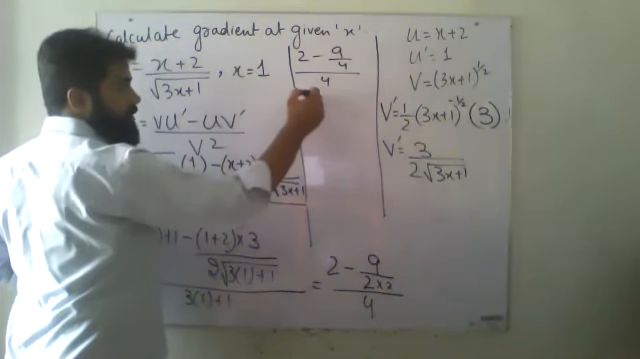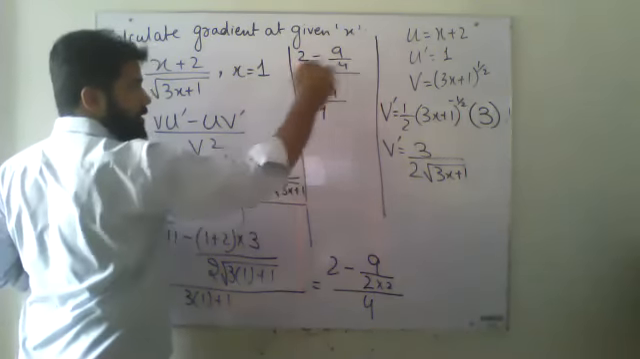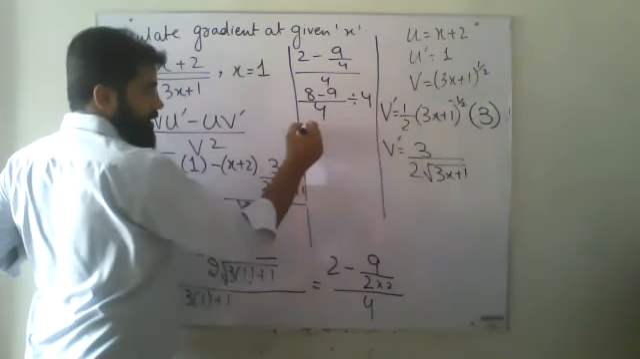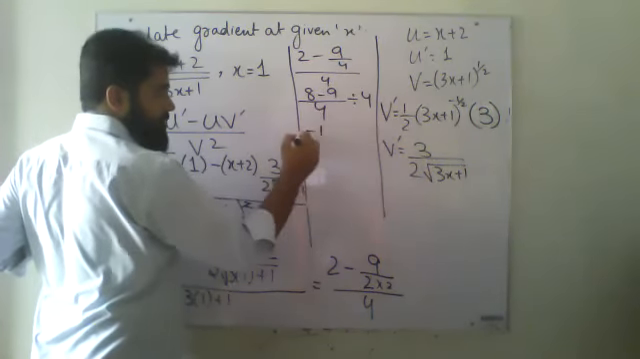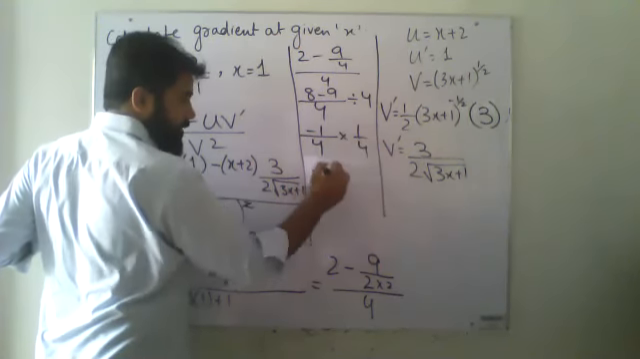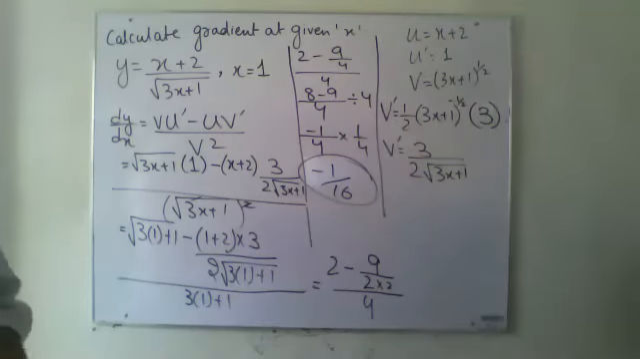I am taking LCM over here. 8 minus 9 over 4. This thing divided by 4. So 8 minus 9 will become minus 1. 4 into 4 gives minus 1 over 16, and that's your final answer.